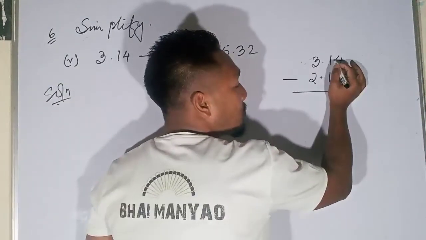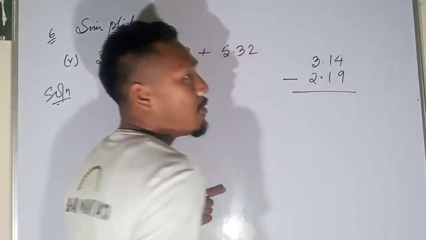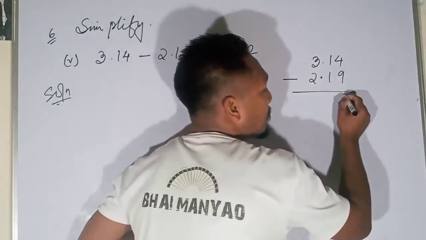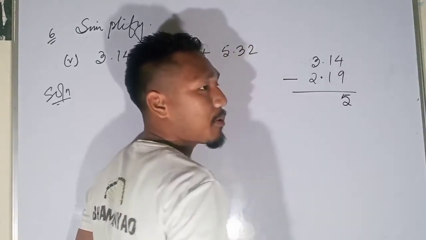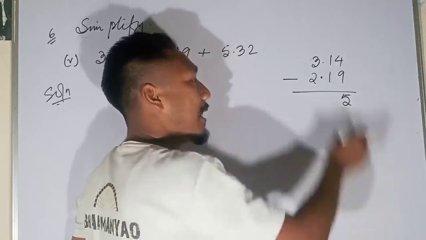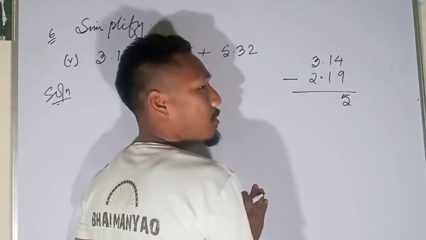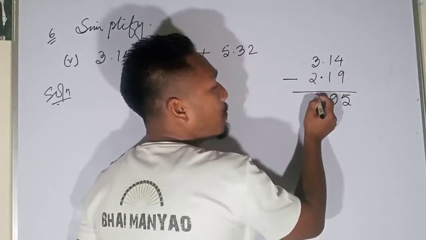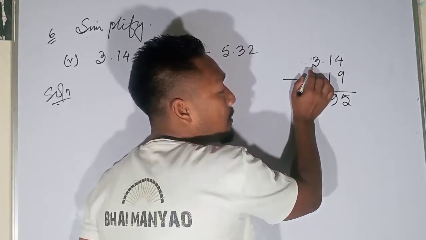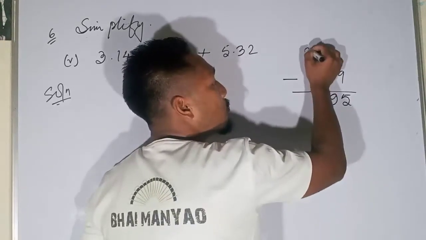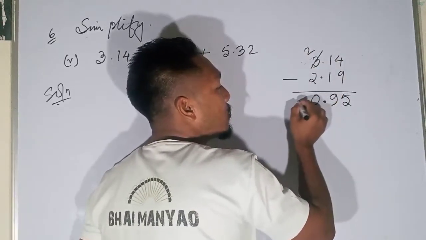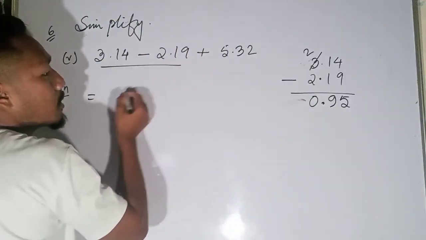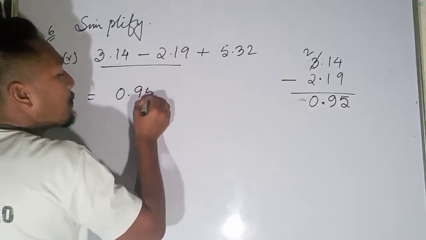We know 9 cannot be subtracted from 4, so 4 has to borrow one from the 1, and it becomes 14. 14 minus 9 is 5. Here we don't have any number because it was already borrowed, so that becomes 0. Again 0 has to borrow one from 3, so it becomes 10. 10 minus 1 is 9. Then 3 is reduced to 2, and 2 minus 2 is 0. What is the answer here? 0.95. So if you subtract these two, you get 0.95.